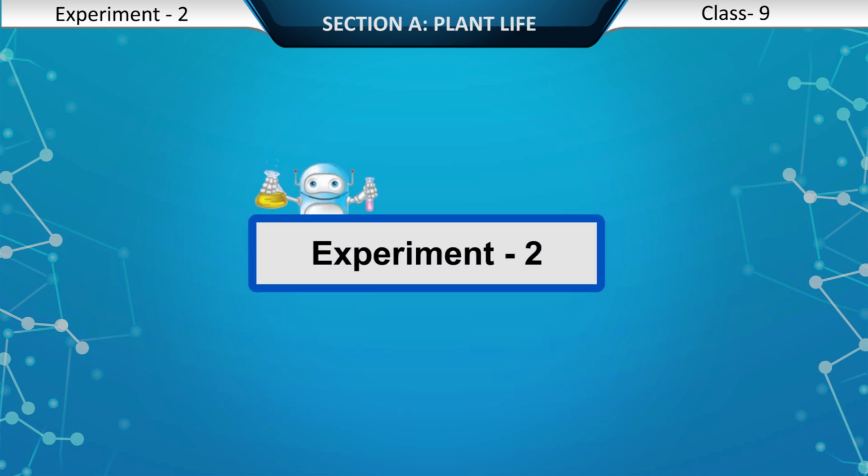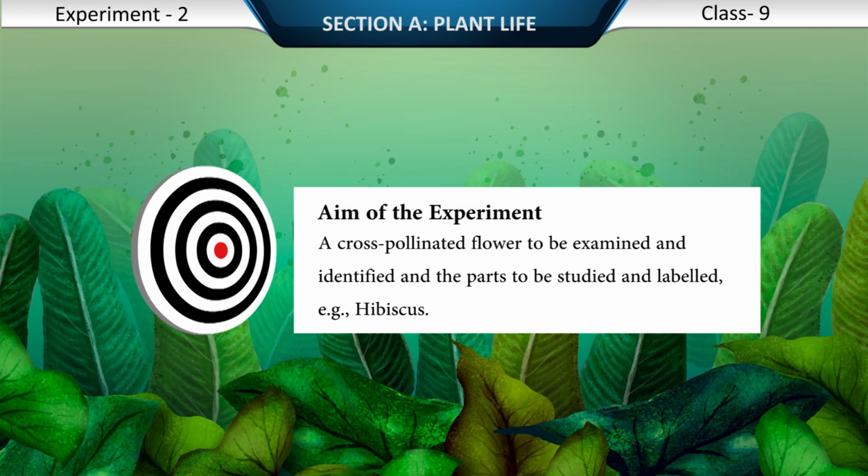Experiment 2. Aim of the experiment: a cross-pollinated flower to be examined and identified, and the parts to be studied and labeled, for example hibiscus.